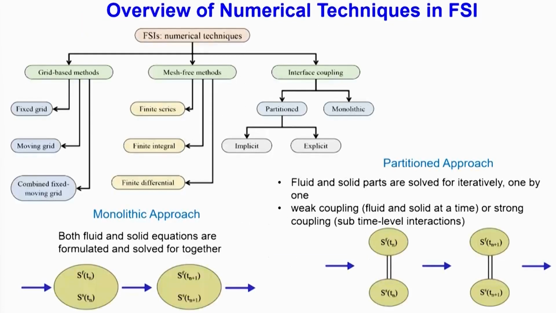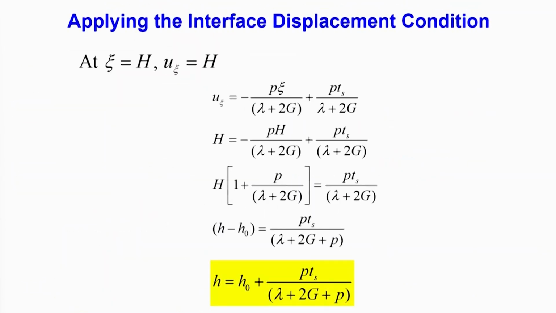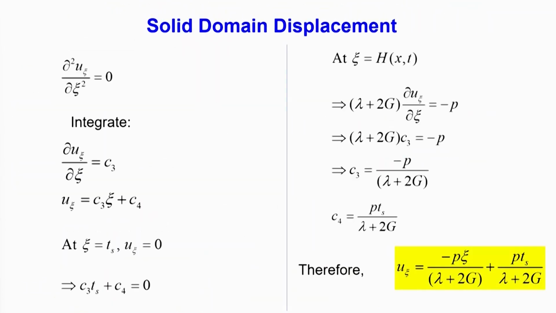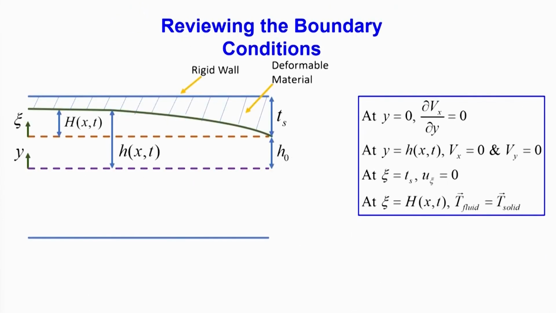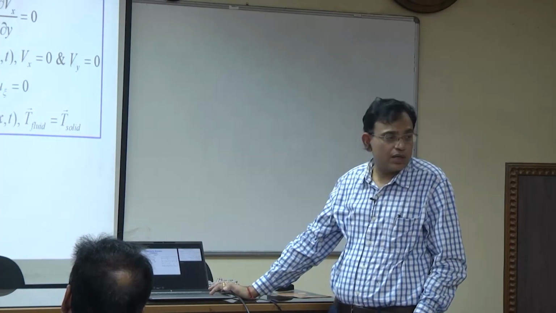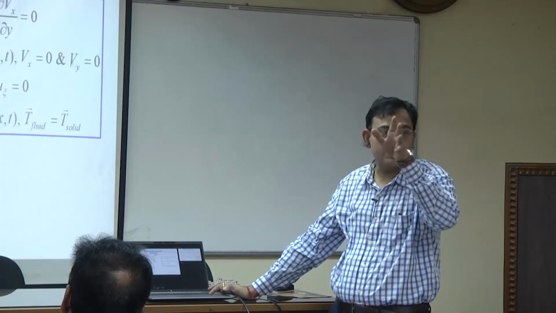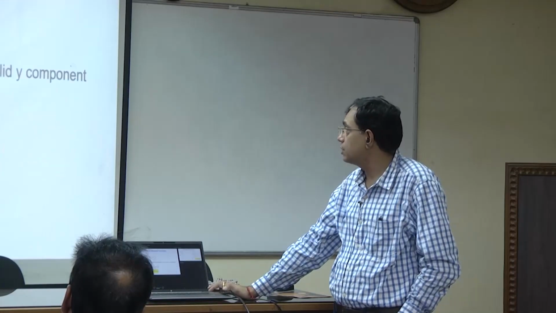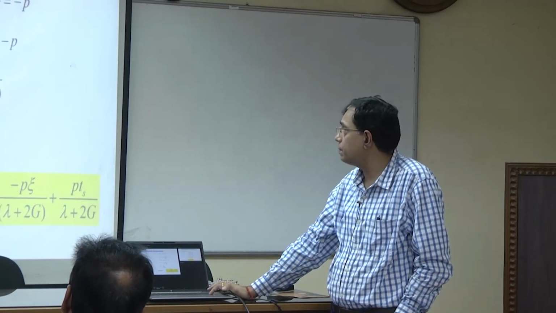So, at zeta equal to capital H, you have u zeta equal to capital H. Why is it so? Just look into the diagram. At zeta equal to capital H, see that your u zeta is capital H. Why? U zeta is the displacement from that orange line, and that is itself capital H. So, in fact it is not a new boundary condition, it is just your geometry represented in a mathematical term. So, it is not a boundary condition, but we apply it.